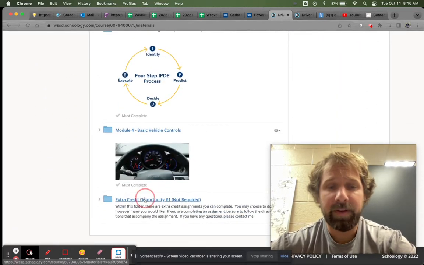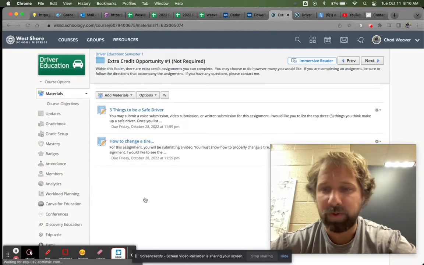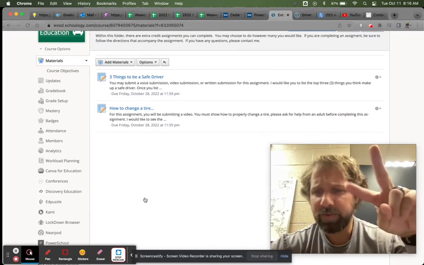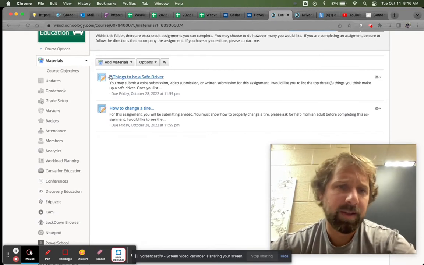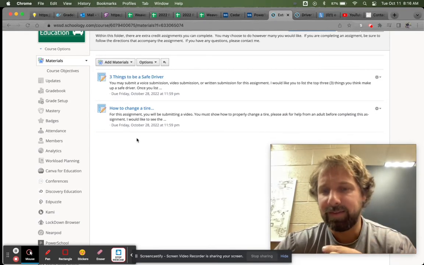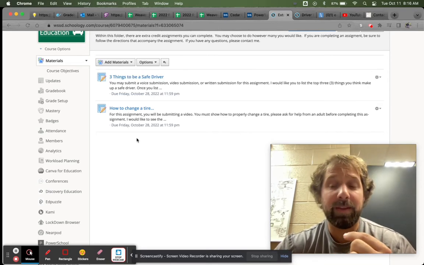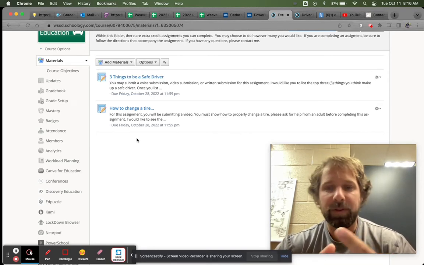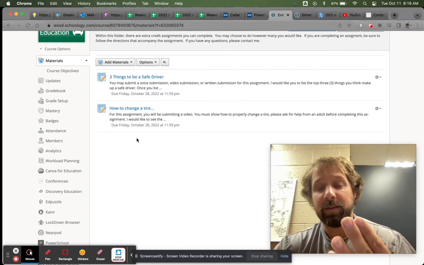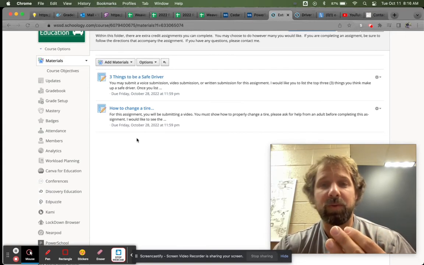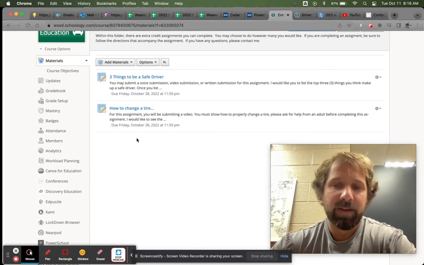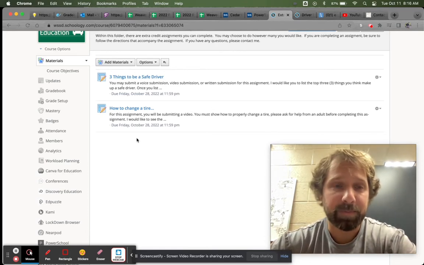There is an opportunity to earn some extra credit points. It's not required by any means, but if students want to, they can do it. There are 2 assignments within this folder. They can earn extra points for each of these. The first is just explaining 3 things that they think are important to becoming a safe driver. So limiting distractions, staying sober, not speeding. Those would all be examples of things that can keep you much safer when you're driving down the road.